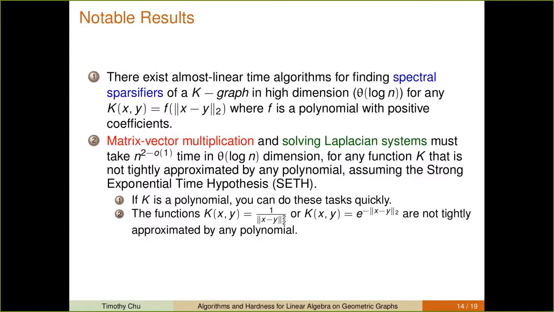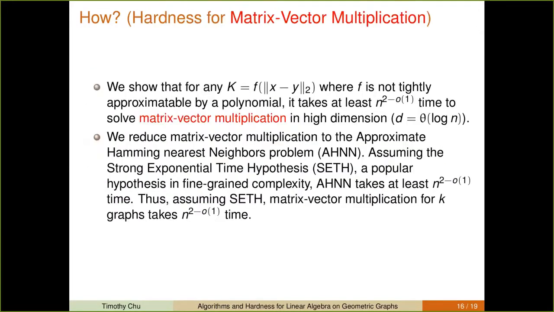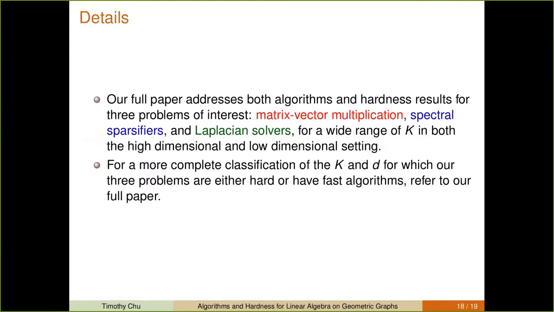Now I know I'm almost out of time, so I'm going to skip the way that we do these. But at a high level, we're addressing these three problems of interest, and we're finding both surprising algorithmic results when you can do these quickly, and also hardness results for when you can't. And for a more complete classification of the k and d for which these problems are either hard or have fast algorithms, refer to our full paper.